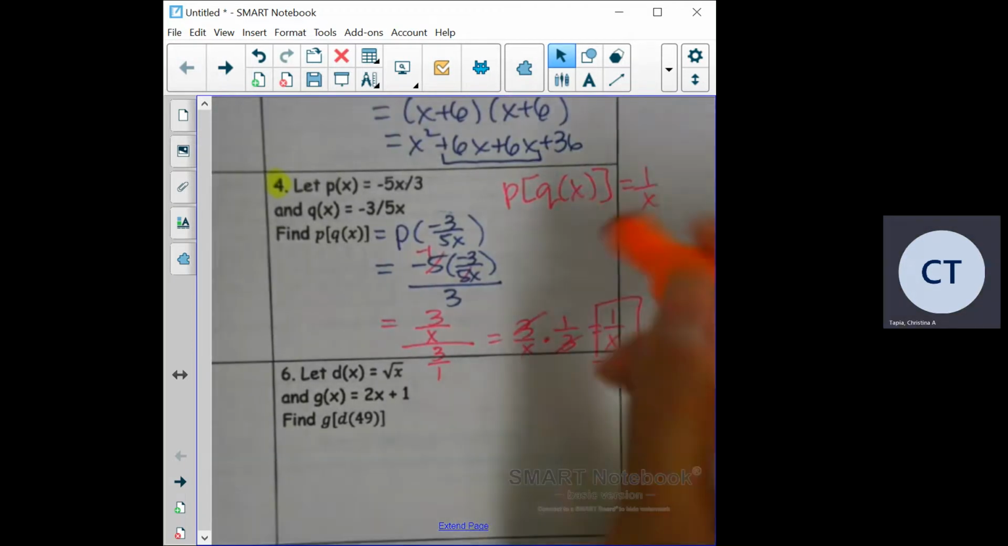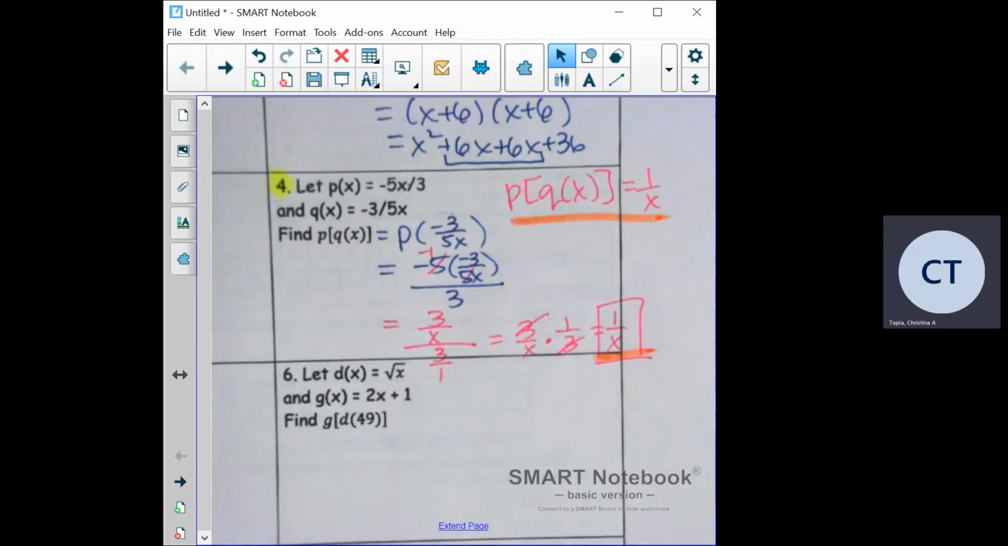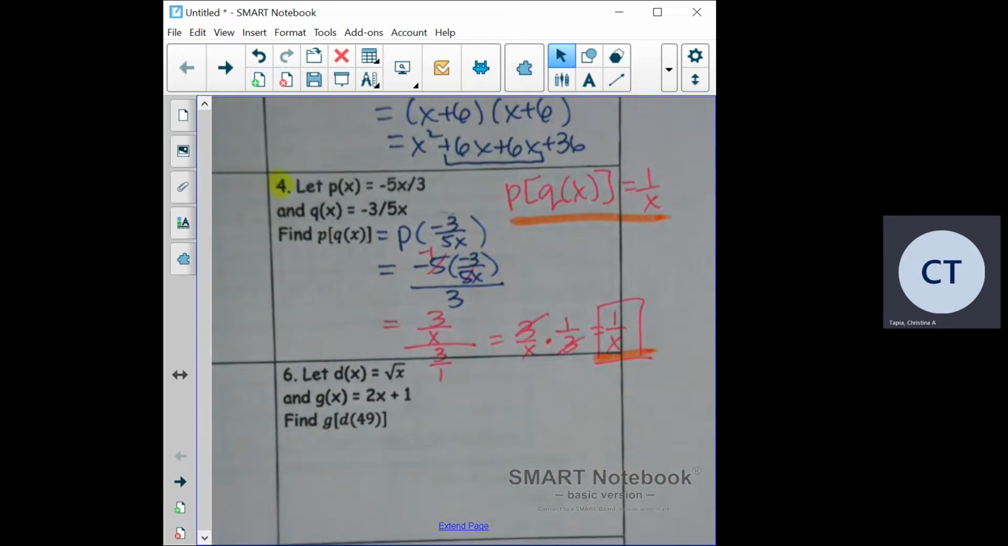So this is the answer that I'm looking for. Take the time to make sure you understand how you're simplifying these. All right, let's look on the back page.